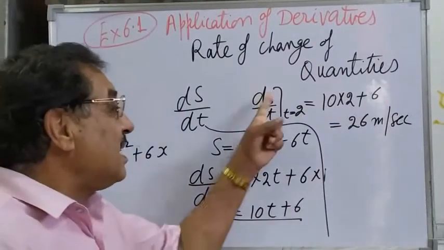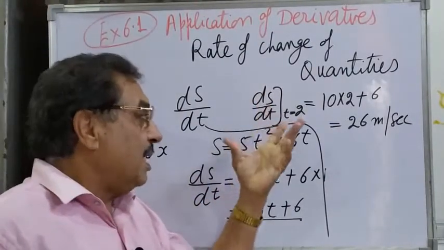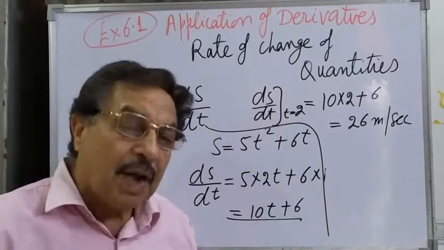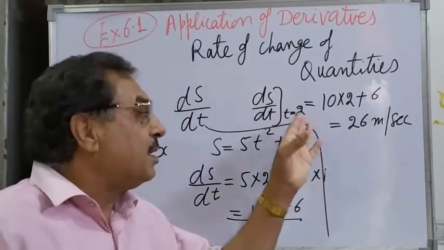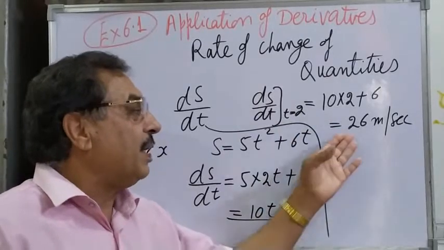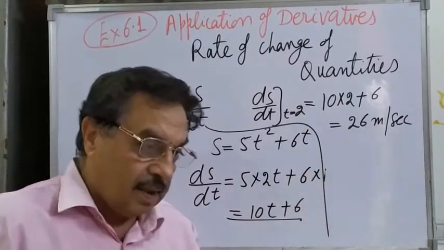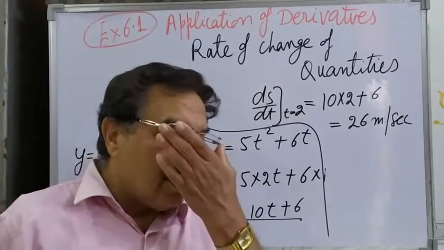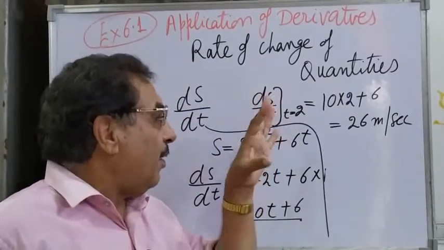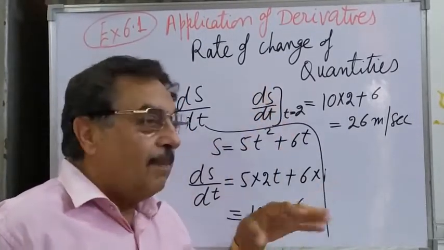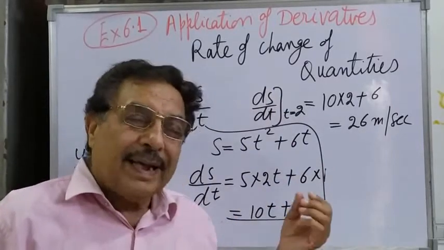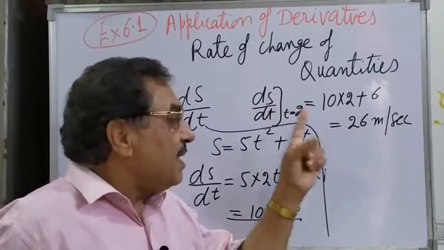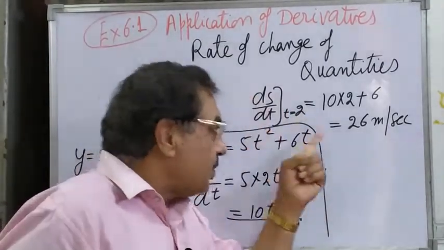Because it is ds by dt, that means it is representing the rate of change of distance with respect to time. When t is 2 seconds, we get 26 meter per second. When we find ds by dt, when we differentiate, we get the instant rate of change. Instant means exactly after 2 seconds.